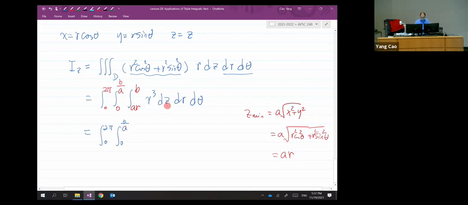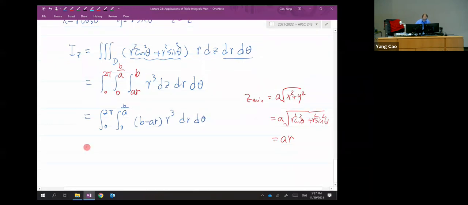First integral is about the z. The first integral is not about r; it's about z. So you get (b minus ar) times r to the power 3, and then dr d theta. The second integral is about r. So you should have 1/4 r to the power 4 times b minus 1/5 a times r to the power 5. Then you plug in r limits from 0 to b over a, d theta.